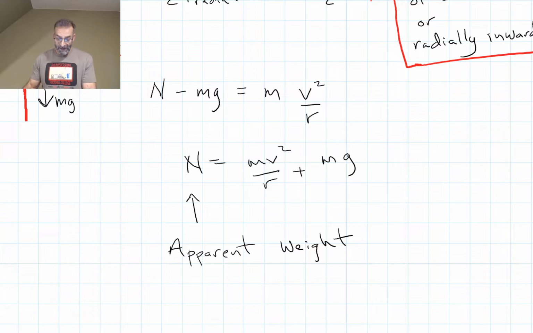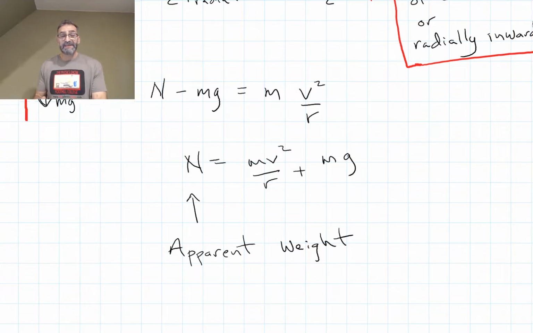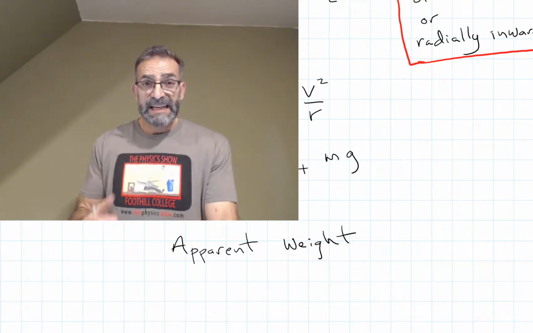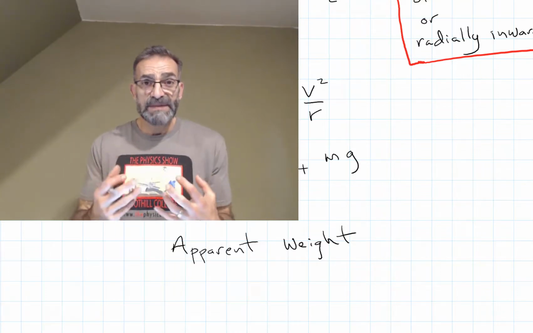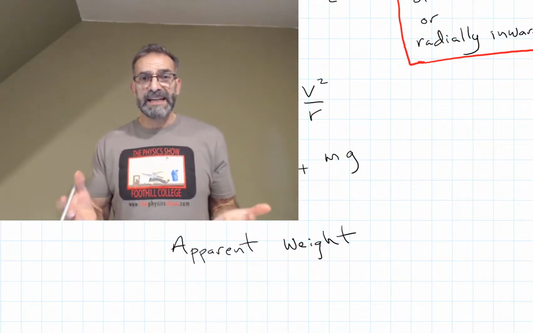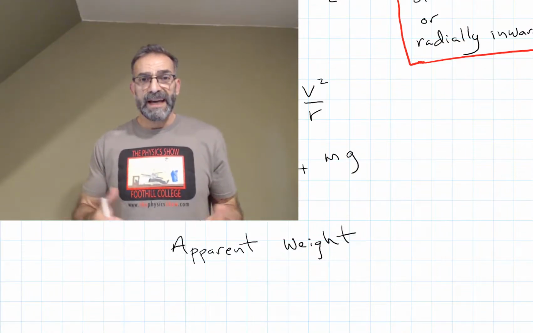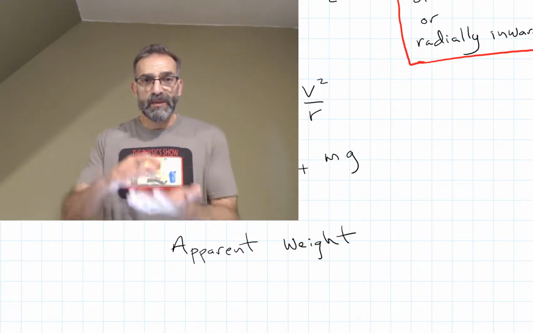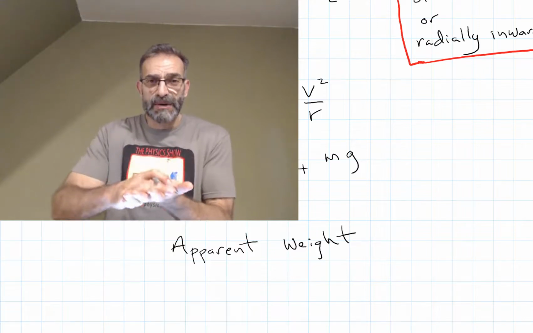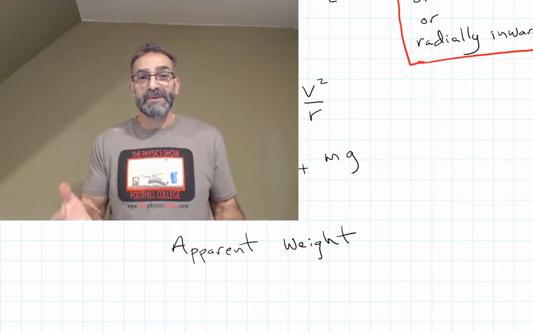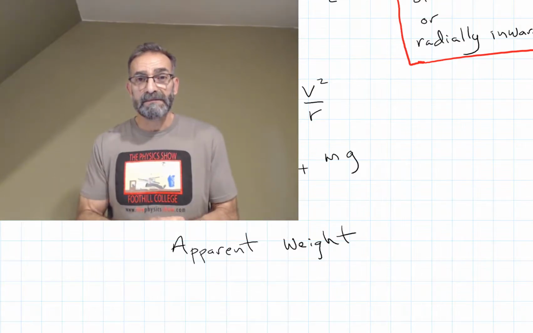The real weight is mg, the force of gravity between our object and the ground. The apparent weight is how heavy the object feels. So think about this for a second. You're standing in an elevator, and when the elevator's not moving, you feel your normal weight. The apparent weight, the way your feet are pressing into the ground, is just the way they feel all the time. It's your normal weight.